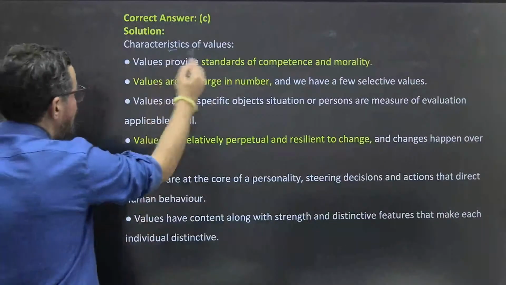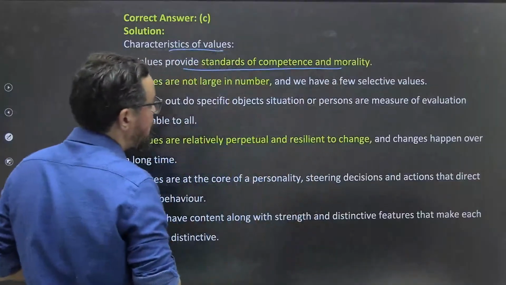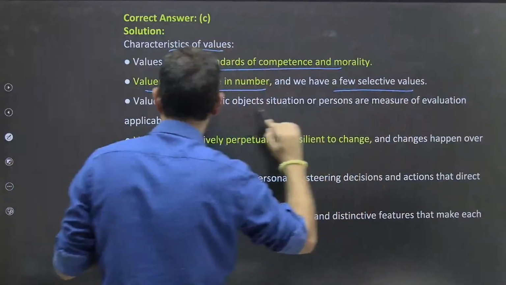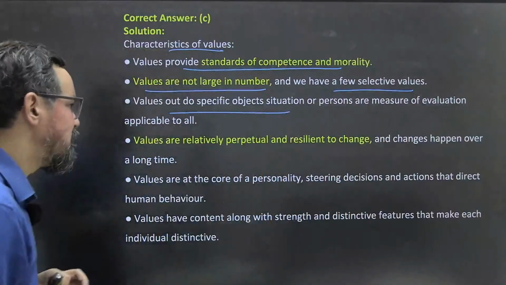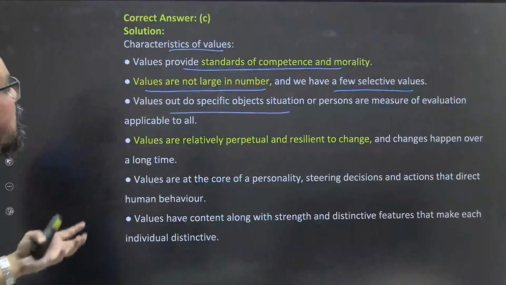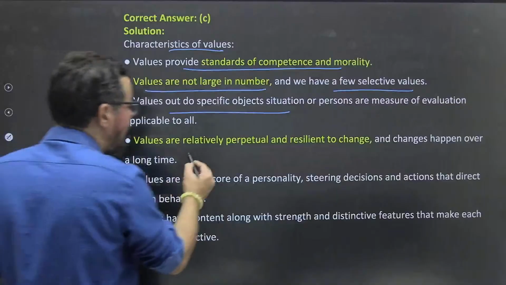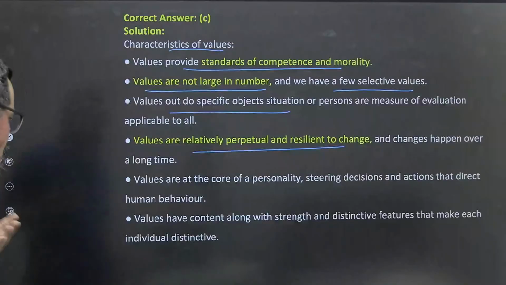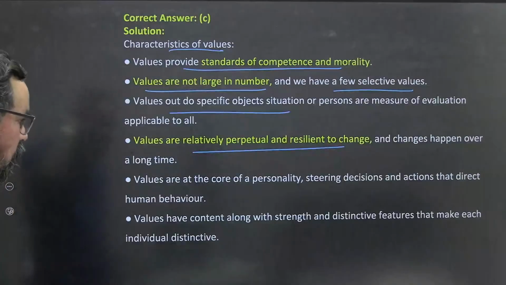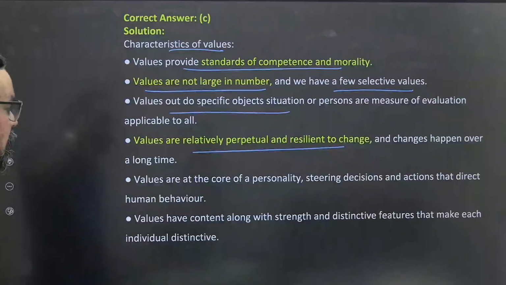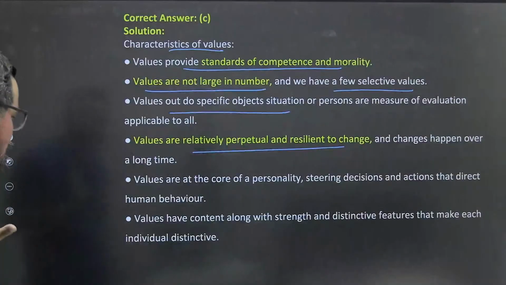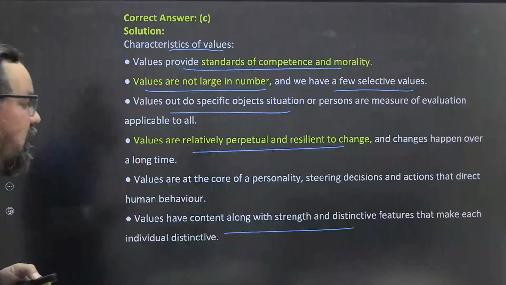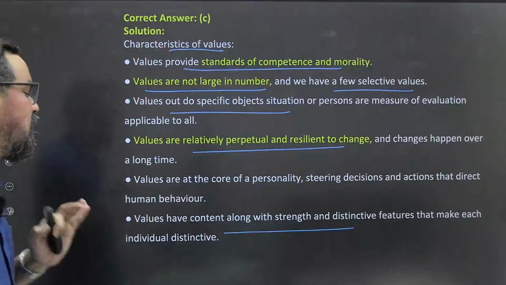So, characteristics of values. Values provide standards for competence and morality. Values are not large in number. We do have a few selective values. Values outdo specific objective, situation or person, and are a measure of evaluation applicable to all. Values are relatively perpetual and resilient to change, and change happens over a long time. Values are at the core of the personality, steering decisions and actions that direct human behavior. Values have content along with strength and distinctive features that make each individual different.